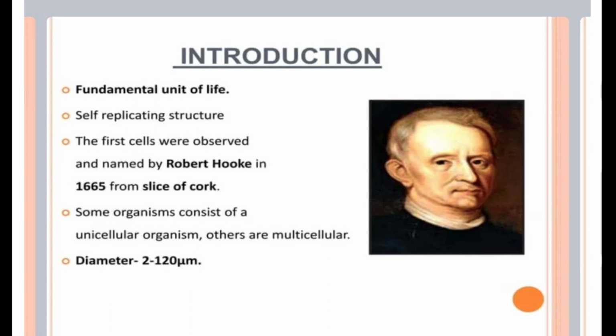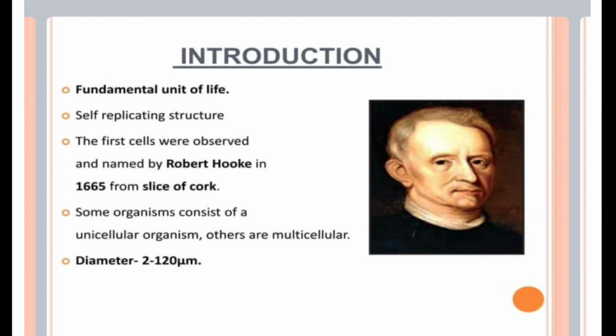So the first cells were discovered by Robert Hooke in the year 1665 from a slice of cork. He discovered the cell when he was observing the cork very closely. And then he classified organisms into two types. When an organism is made up of only one cell, it is called a unicellular organism, and whichever organism is made up of more than one cell is called a multicellular organism.